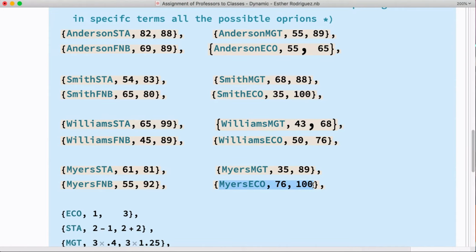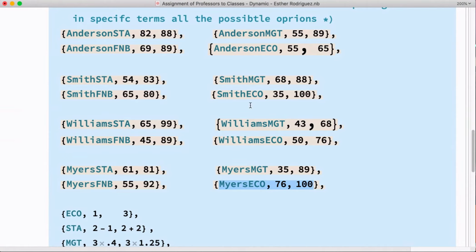Forget about everybody else. Who would you pick for economics and why? Myers. For economics, I would, yeah. If I was to compare Smith and Myers for economics, I would definitely pick Myers because his lowest average is much higher than Smith's. Correct.